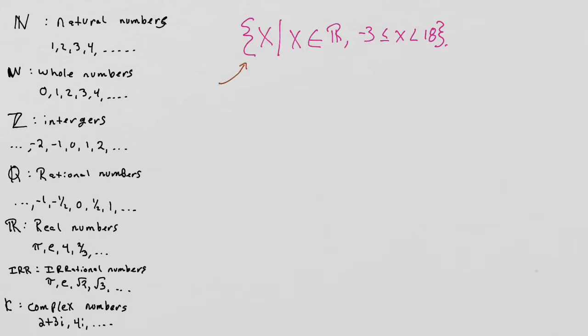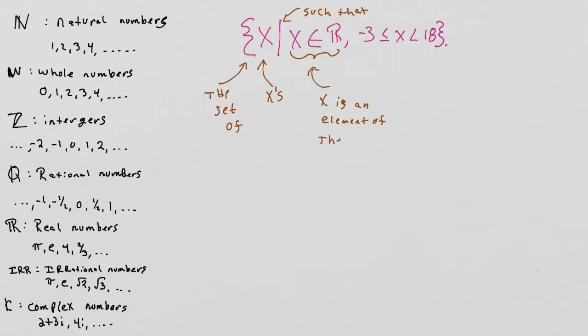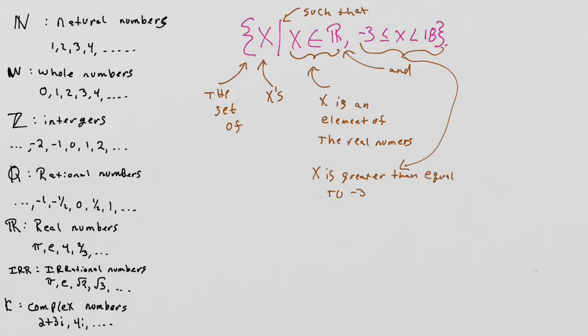As far as the way to read it, you're going to read the set of, this part is your x's, this reads such that, this part here is x is an element of the real numbers, this comma is an and, that part you just write as a compound inequality, and x is greater than or equal to -3, and x is less than 18.